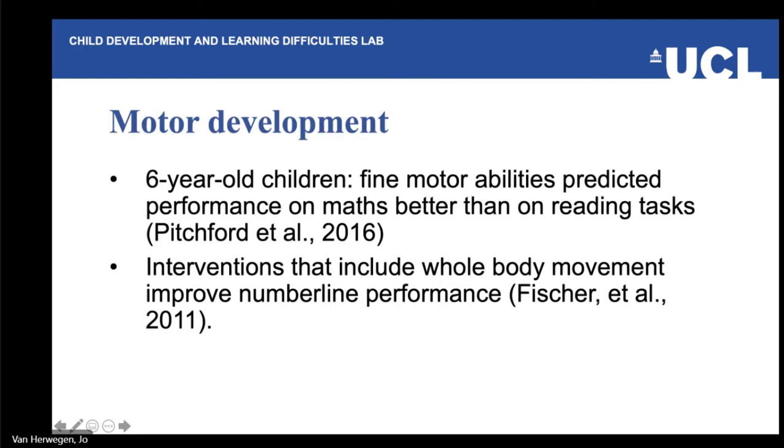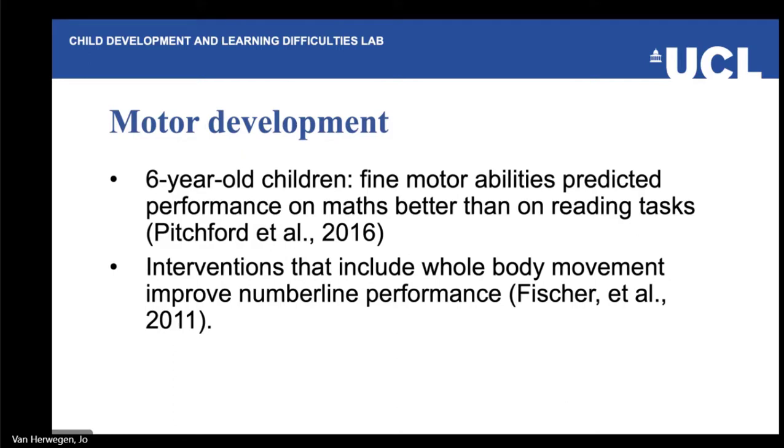And then finally, I want to talk about motor development. It is another domain general ability that really impacts on mathematical abilities. So we know from research by Nikki Pitchford, for example, that in 6-year-olds, the way children were able to do various fine motor tasks, picking up pegs, for example, and how fast they could do this, predicted performance on their mathematical task better than reading tasks and other abilities.